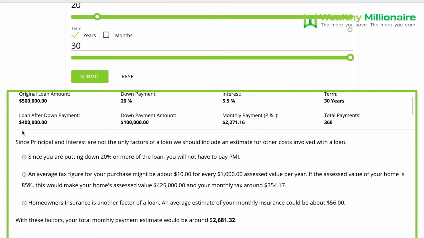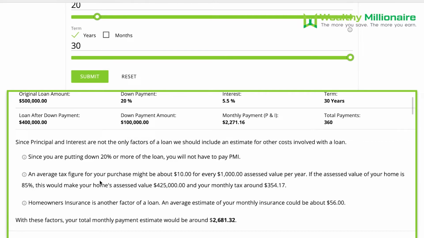So now you can see here the loan after the down payment is $400,000. The down payment is $100,000 and the monthly payment is $2,271 with 360 payments. And since we're putting down 20%, we will not have to pay for private mortgage insurance.